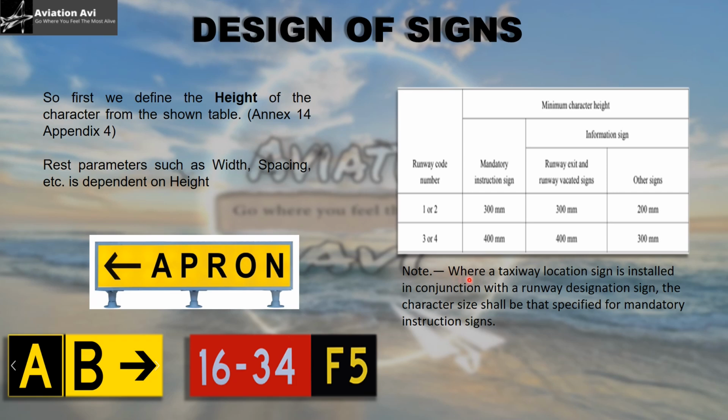Note, where a taxiway location sign is installed in conjunction with a runway designation sign, like we see here, the character size shall be specified for a mandatory instruction sign. Like we see here, for a code 3 or 4 runway, the character height of Foxtrot 5 shall be 400 millimeters instead of 300 millimeters. Like other information signs, for taxiway Alpha, the location sign can have a character height of 300 millimeters, but when it is installed in conjunction with the mandatory instruction sign, that is the runway designation sign, it shall have a height of 400 millimeters.